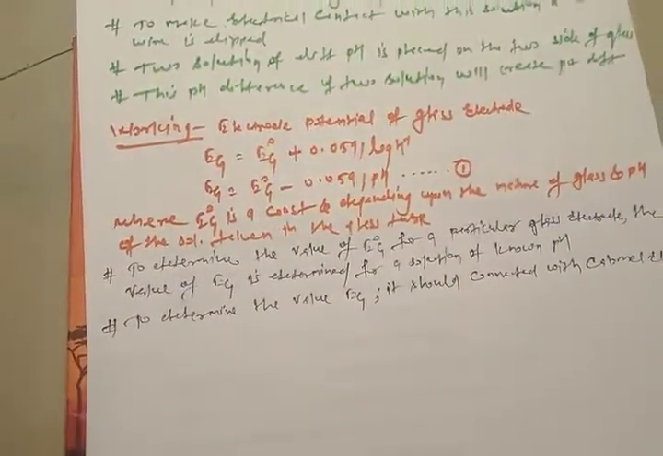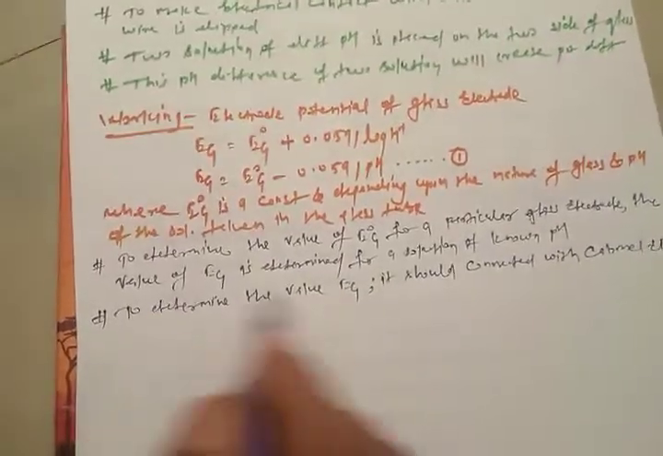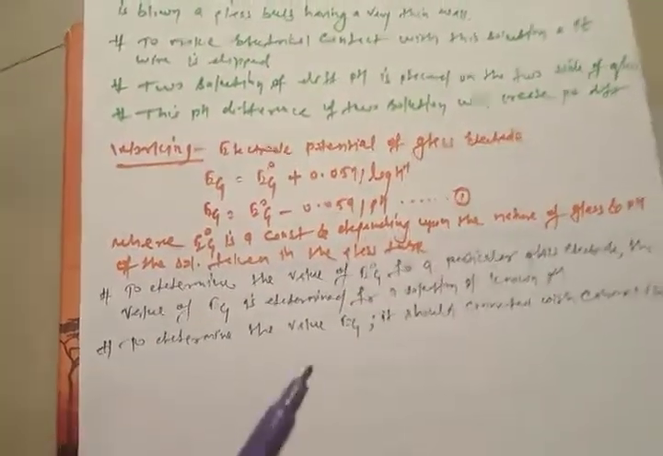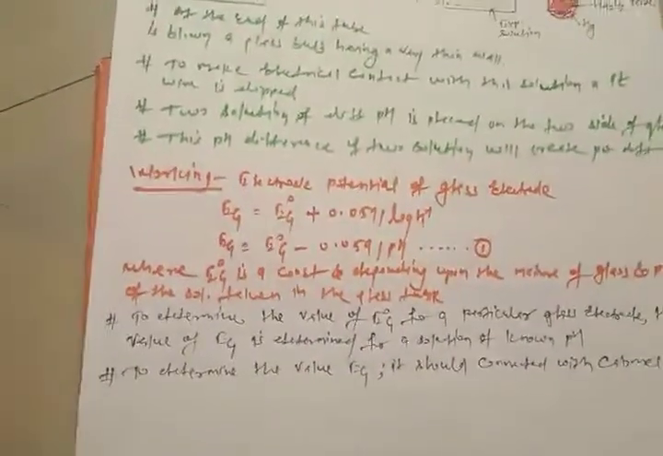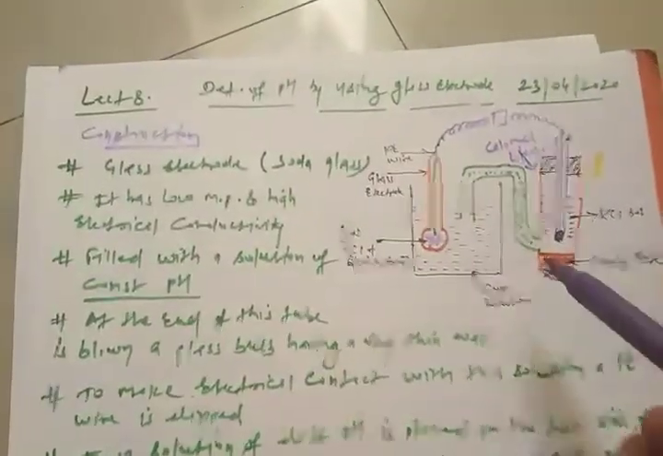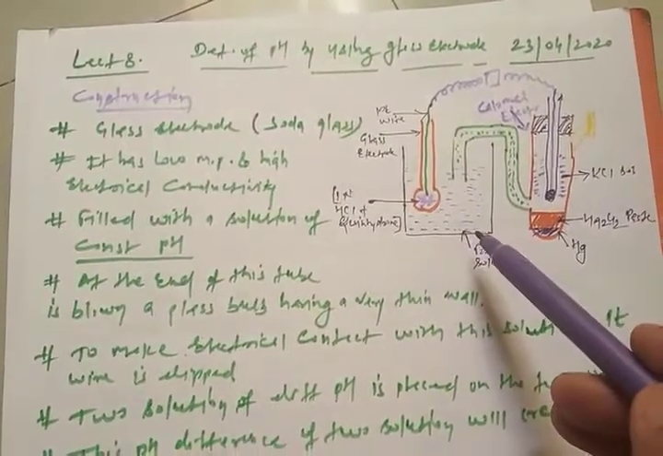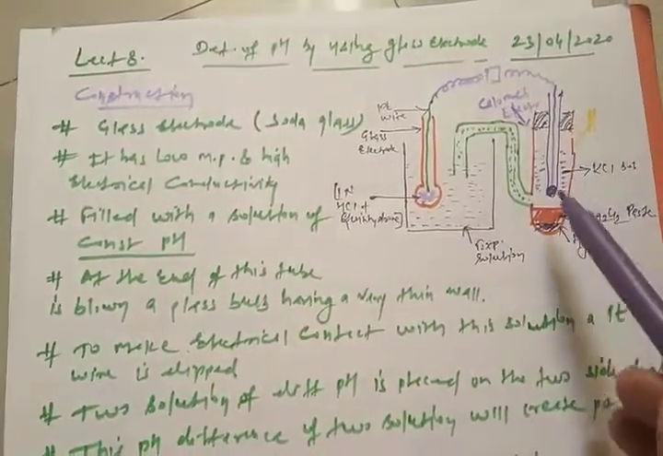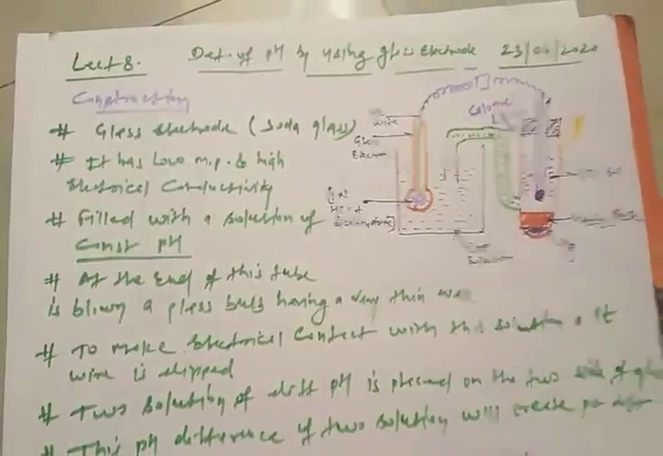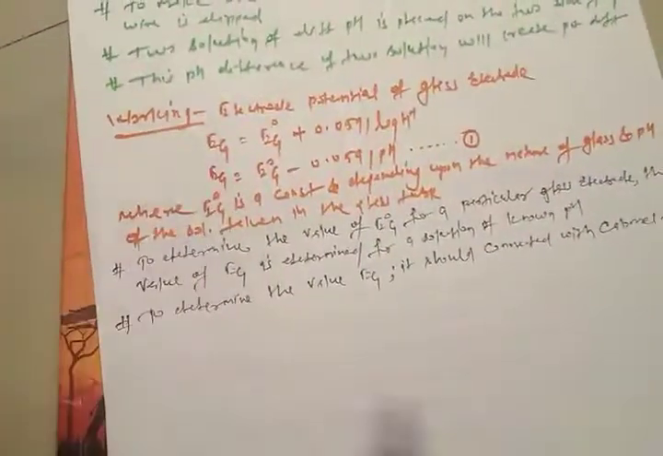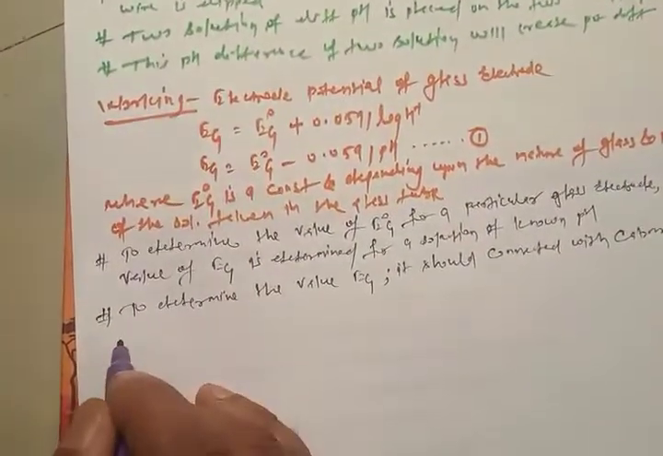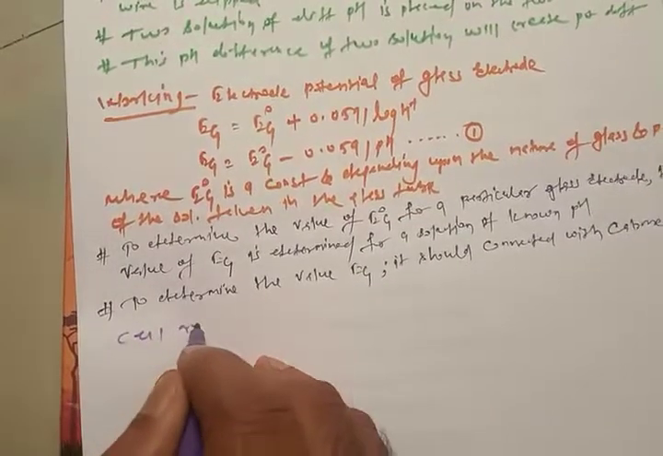This is the schematic representation of the cell. Here I'm just writing the general form. You can go for detail also, but I'm just writing this. Just remember, this is your glass electrode, and this is your experimental solution, and this experimental solution is connected with this calomel electrode. So this is a simple representation of the cell.